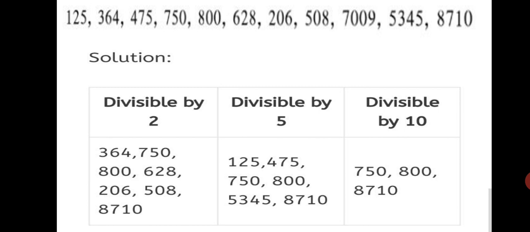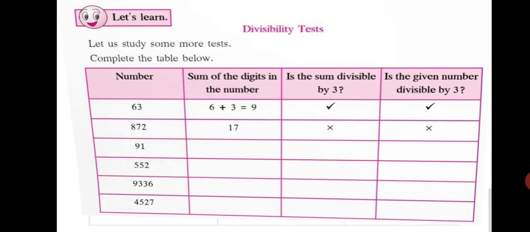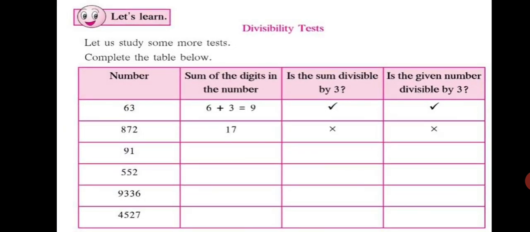Now let's learn some more divisibility tests. Complete the table below. Now you have numbers given here and then you have to write the sum of the digits in the number. That means 6 plus 3 is equal to 9 is done for you. And then you have to check if the sum is divisible by 3. Means 9 you got. Is 9 divisible by 3? So you put a tick mark.